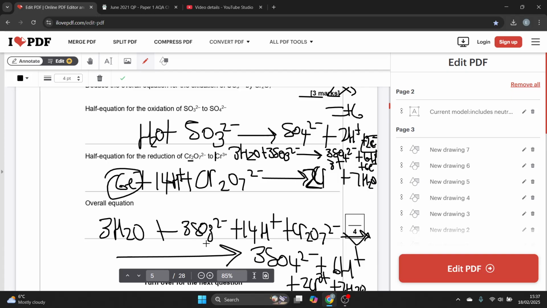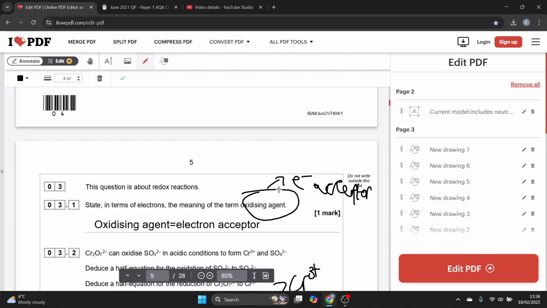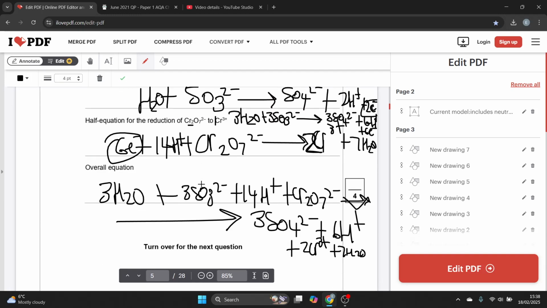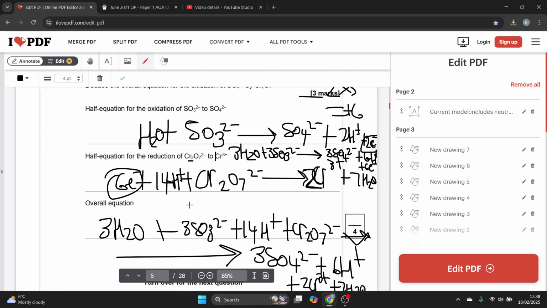Times that by 3, you get that, plus that. Then you form that, and that, and that, and that, and the negatively charged electrons cancel out. That's the whole point of timesing it by 3. Yes. So electron acceptor, perfect. Oxidizing agent, electron acceptor. Just keep remembering that. H2O plus SO3 2 minus forms SO4 2 minus plus 2H plus 2e minus, perfect. 6e minus plus 14H plus Cr2O7 2 minus form 2Cr3 plus 7H2O.